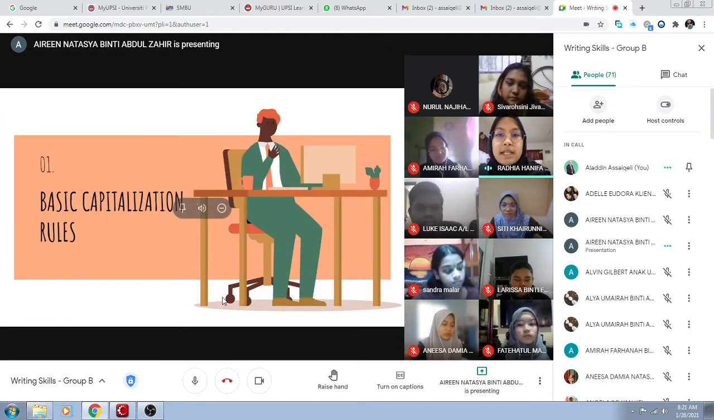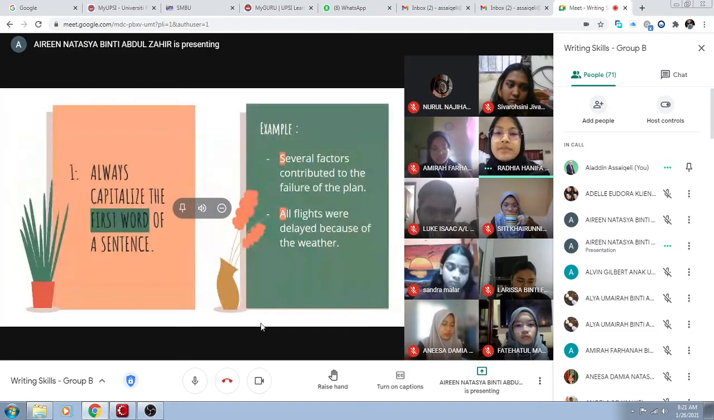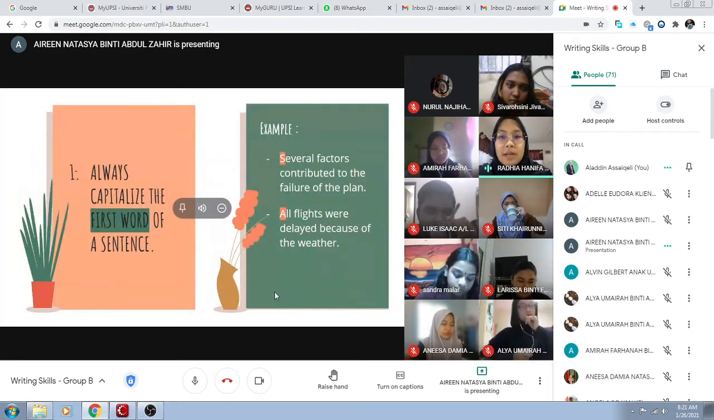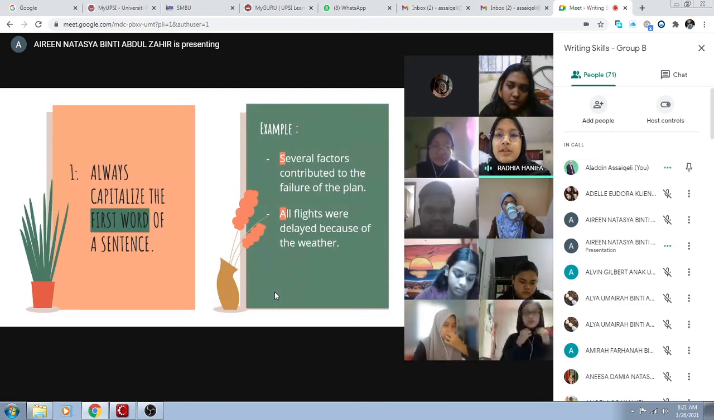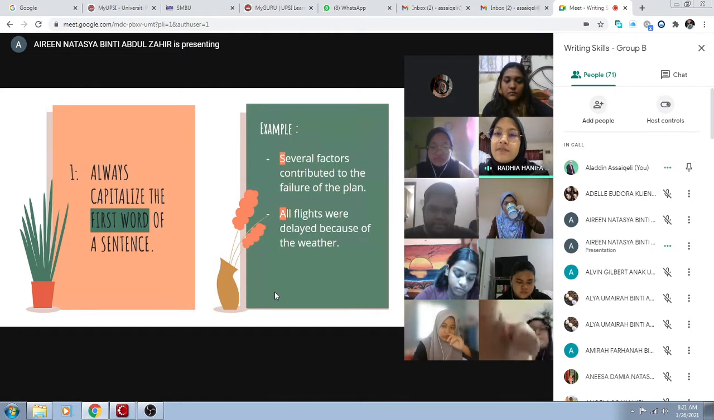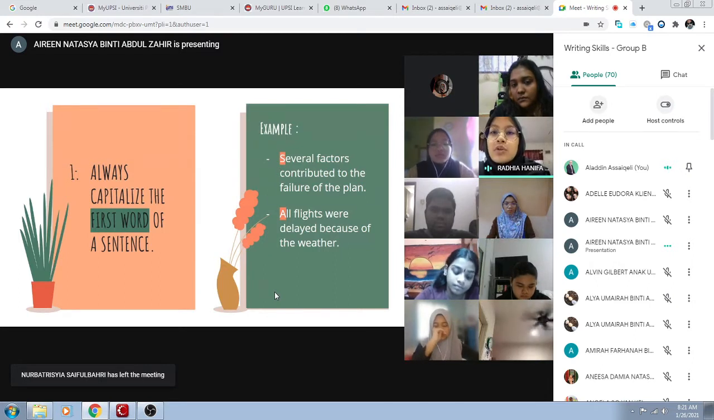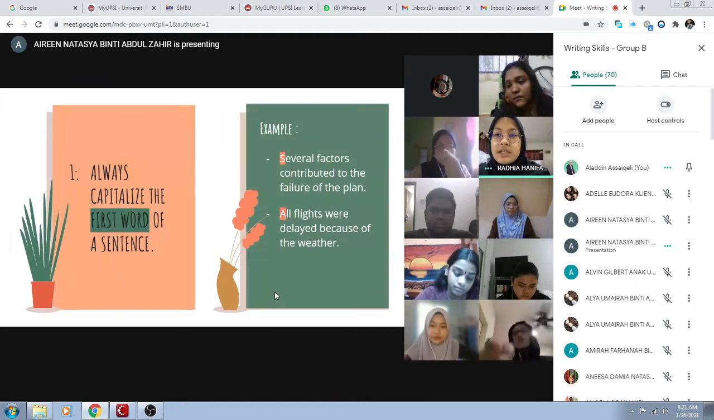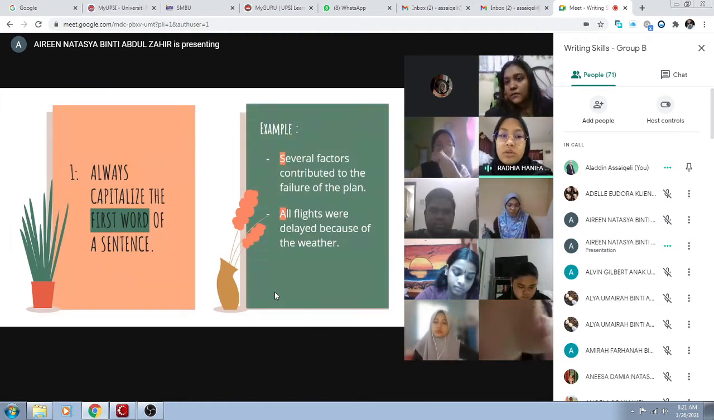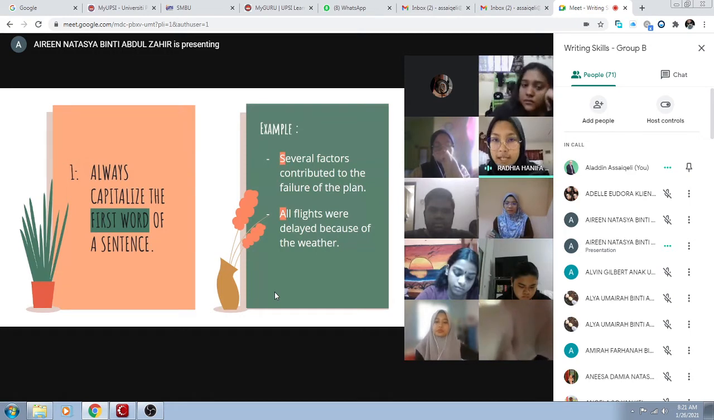So the first one is basic capitalization rules. So there are basically 5 rules. Rule number 1, always capitalize the first word of a sentence. So basically every time we want to start a sentence, we have to capitalize the first word. For example, several factors contributed to the failure of the plan. So basically the first word, several, we need to capitalize the S. Next one, all flights were delayed because of the weather. So the word all, we need to capitalize the A.